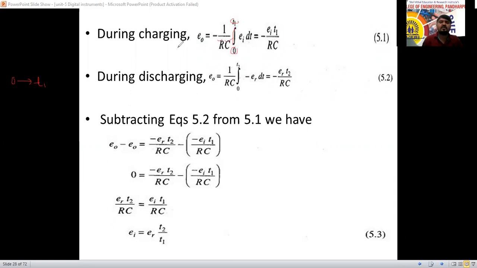What is the input voltage? EI, and EI with respect to t we have to integrate here. EI I will keep as it is, and EI by RC also I will keep as it is. So integration of 1 with respect to t, what is the answer? Integration of 1 with respect to t is t only we are going to get. The limits they have given: one side is 0, another side is T1. So we can write T1 minus 0.